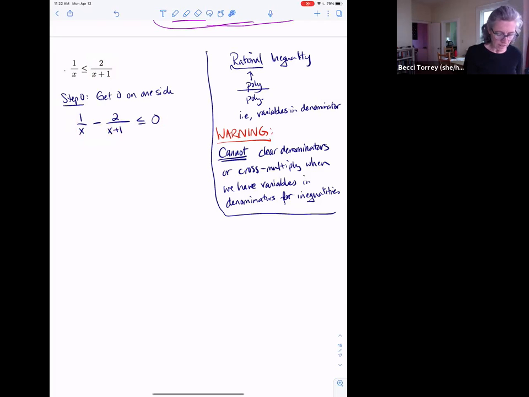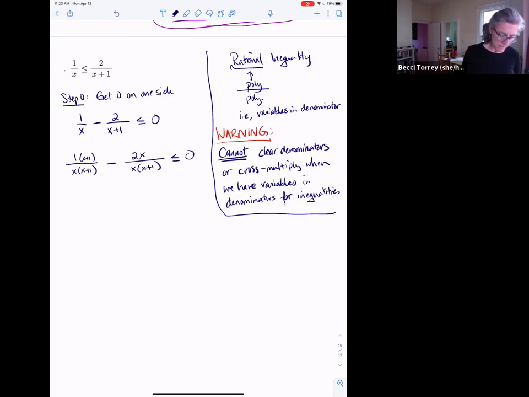Now we need to add these two fractions together, and we do that by getting a common denominator. Since we have x and x plus 1, we don't have anything in common already. So we just multiply the first one by x plus 1 over x plus 1, and the second fraction by x over x. So we have 1 times x plus 1 divided by x times x plus 1, minus 2 times x over x times x plus 1, less than or equal to 0.